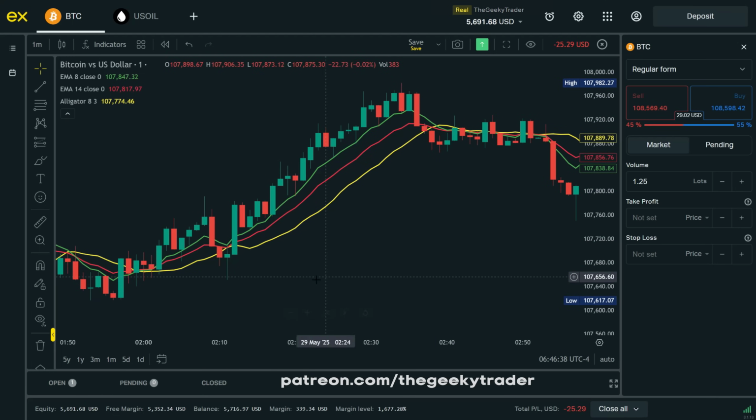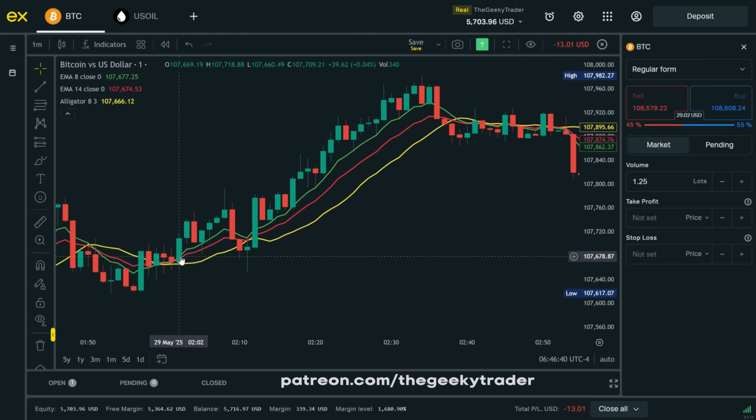All right, here we go again. Check this out. We've got another buy signal showing up right here. You can see how the green line, which is our 8 EMA, is sitting above the red line, the 14 EMA. That's already a good sign that the market is in bullish mode and ready to push higher.